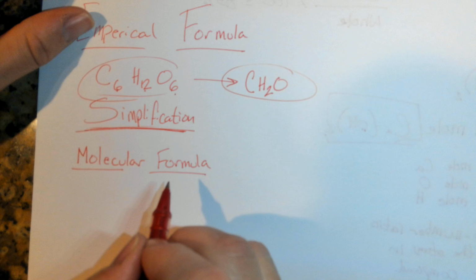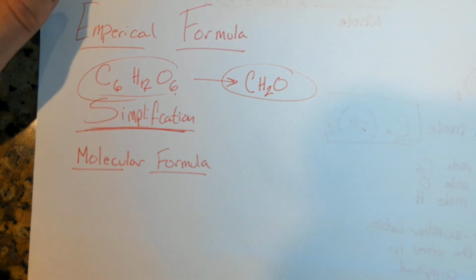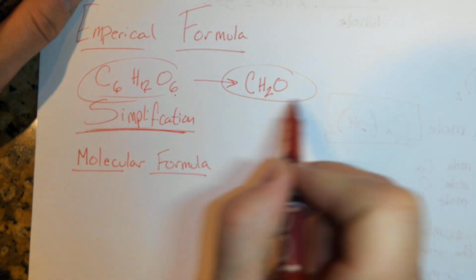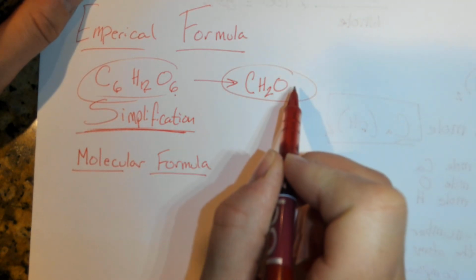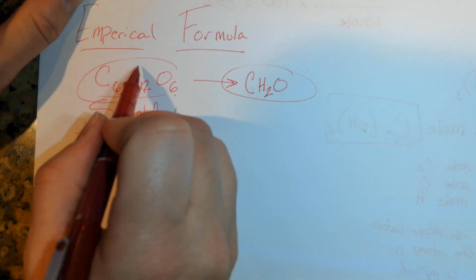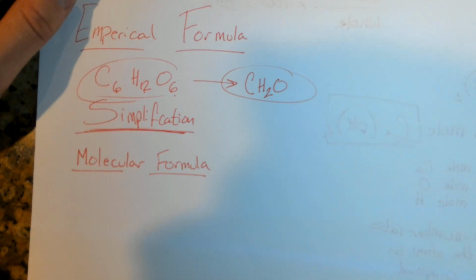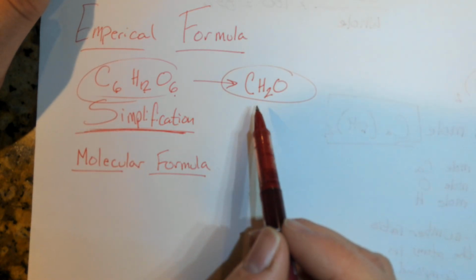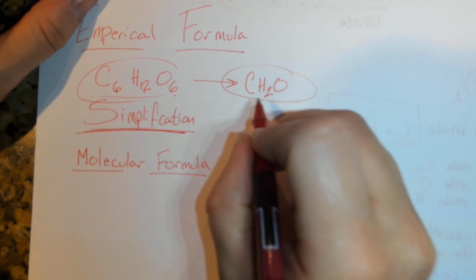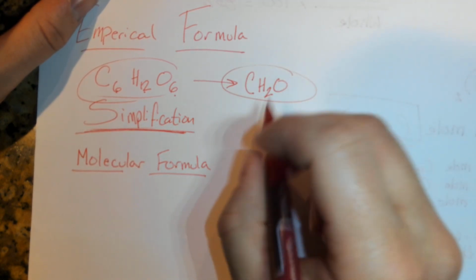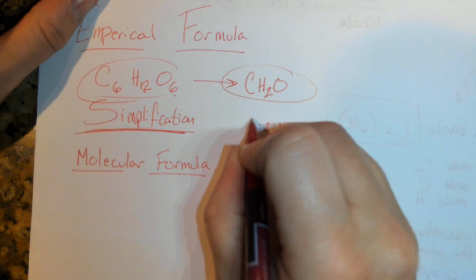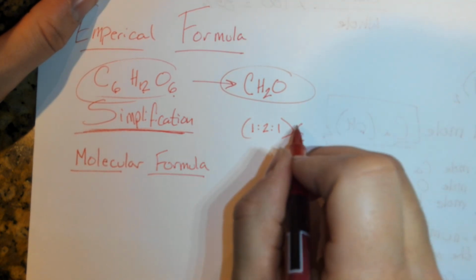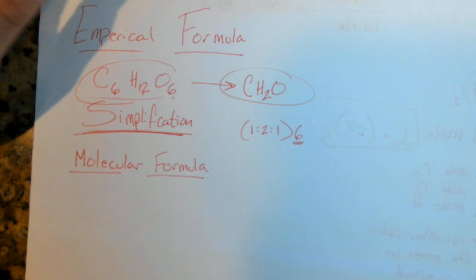And the molecular formula is going to be the actual ratio, the ratio in fact. And so if this here is the empirical formula, then the molecular formula is C6H12O6. Do you see that distinction there? Simplification for the empirical formula, but then you're going to have a certain number that you can multiply this ratio by. In this case, it's 6. And this multiplied in gives you your molecular formula.